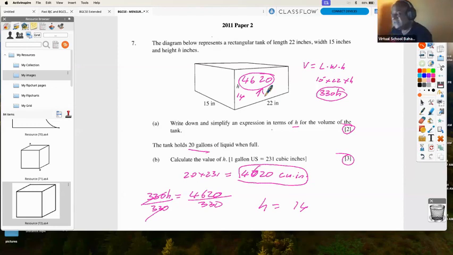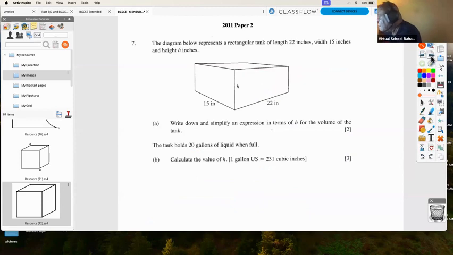These things, you see, most of these are applications. You have to apply what you have learned and put them into pieces. Don't look at the whole problem. Look at one little piece at a time.